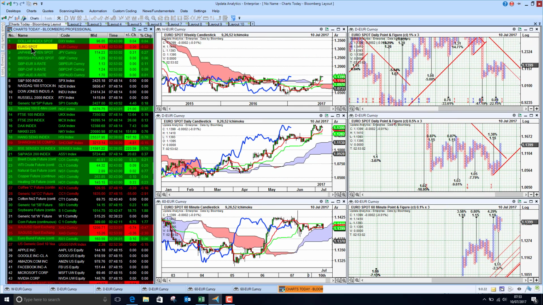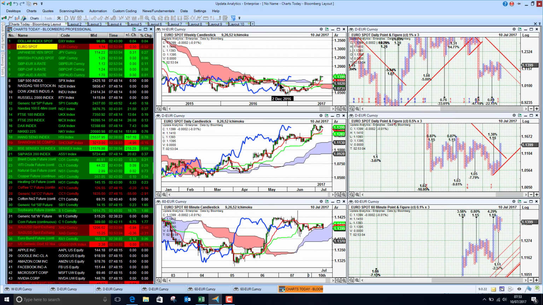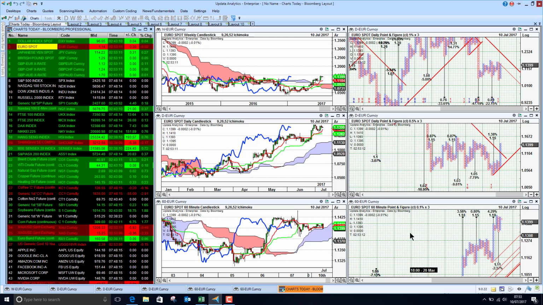Looking at the euro, we see here that the euro is recovering long term through the cloud and medium term, so it's bullish on all three time frames, and we've got these upside targets. So the euro is just looking better and better all the time.